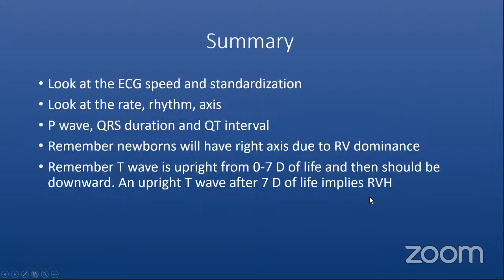So in summary, looking at the ECG, you have to look at the ECG speed and the standardization, and look at the rate and rhythm. In a sequential analysis, basically rate, rhythm, axis, and then P wave, QRS duration, and QT interval, as I explained to you. Remember, newborns will have a right axis due to right ventricular dominance. Also remember that the T wave is upright from 0 to 7 days of life, and then it should be downward. An upright T wave after 7 days of life, before 7 years of age, implies right ventricular hypertrophy.